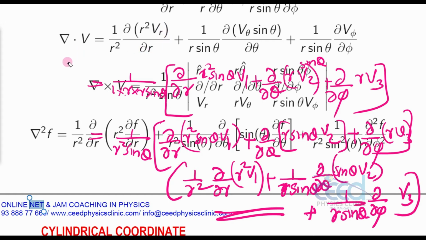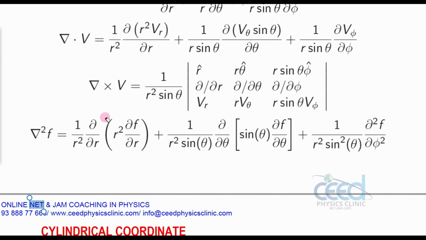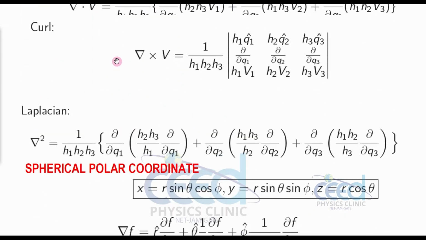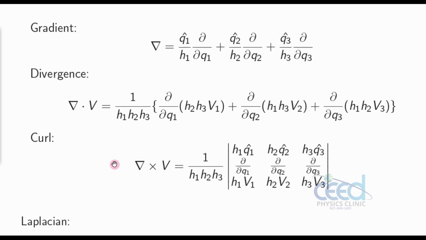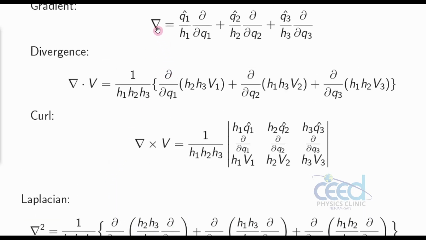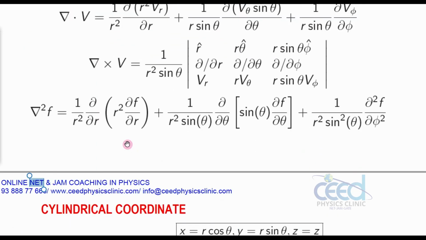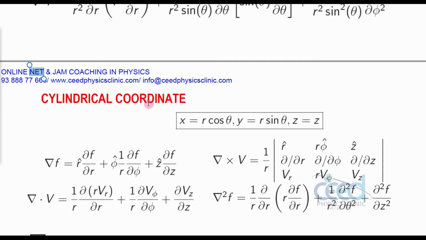Okay, the expression for div. So similarly you can represent by knowing h1, h2, h3 and q1, q2, q3 by putting the values in the general expression. You can represent divergence, gradient, curl and Laplacian in spherical and cylindrical polar coordinates. Okay, so here I have given how to represent cylindrical coordinates also. So that way we can represent. Okay, so that is the method. Now let us have some problems.